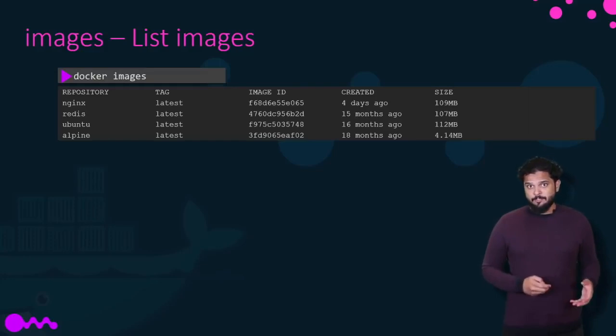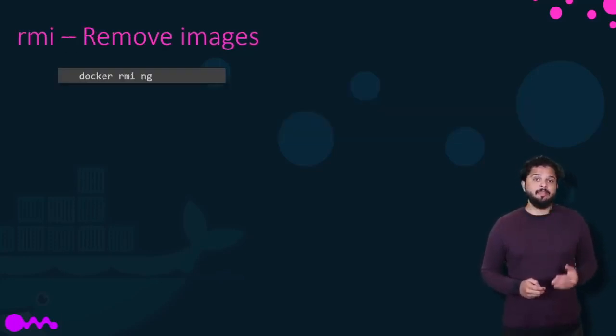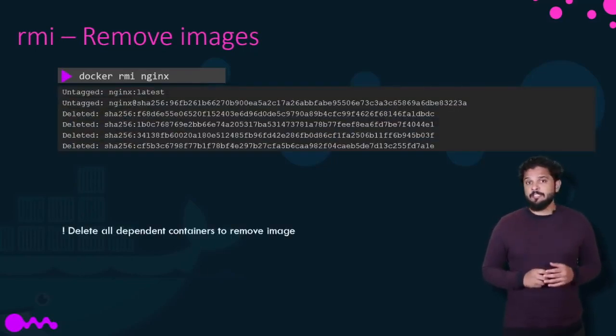To remove an image that you no longer plan to use, run the docker rmi command. Remember, you must ensure that no containers are running off of that image before attempting to remove the image. You must stop and delete all dependent containers to be able to delete an image.